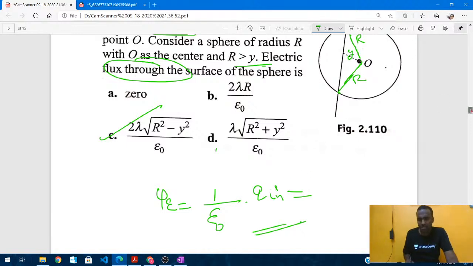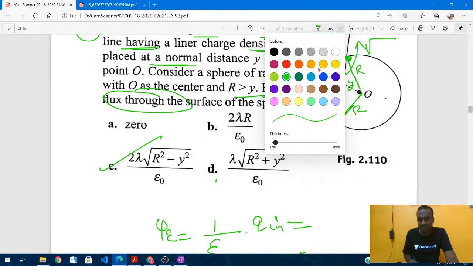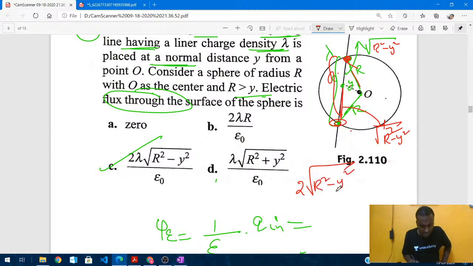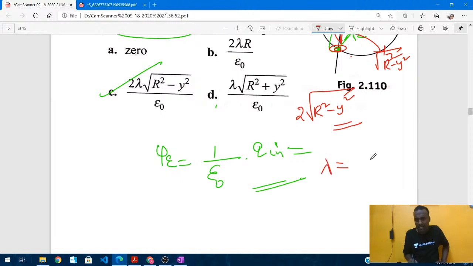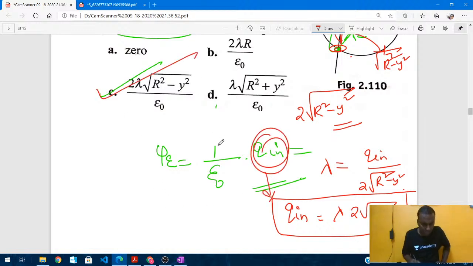So let me explain once: 1 by epsilon naught times the charge present within this length. How much charge? The linear charge density is lambda. So what is the length from here to here? Root of r square minus y square, since r square is equal to x square plus y square. Similarly, this part is also root of r square minus y square. So the total length is 2 root r square minus y square. Since lambda is linear charge density, lambda is equal to Qn by the total length, 2 root r square minus y square. Then the charge enclosed within the closed surface will be lambda times 2 root r square minus y square. If we substitute, we will get the electric flux as option C. Got it clear now, students?